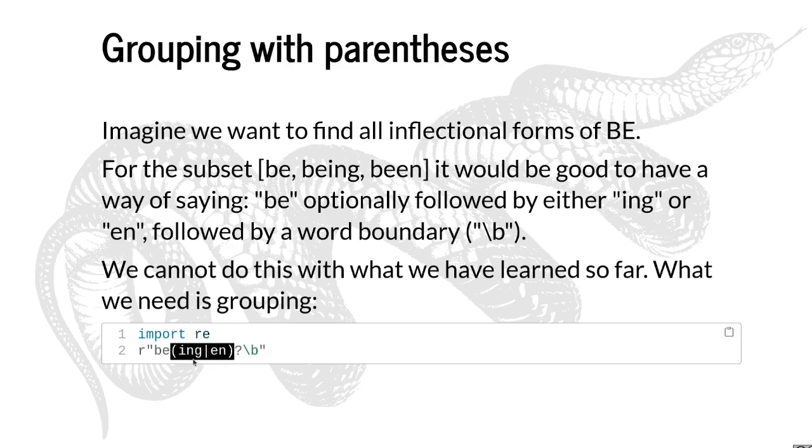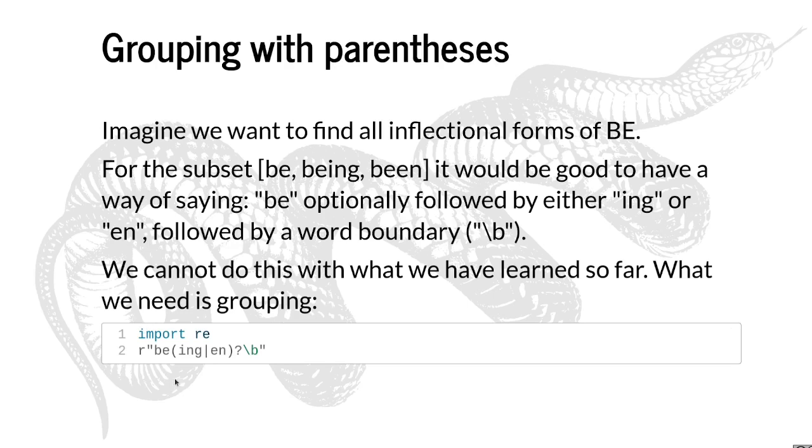And we have further internal structure here with this pipe character. That disjuncts basically between two options. So it's either the sequence ing or the sequence en is what all of this expresses. And then the question mark just makes the entire thing optional. So that means either just be or being or been, followed by a word boundary. This is precisely what we wanted. So that does the job.